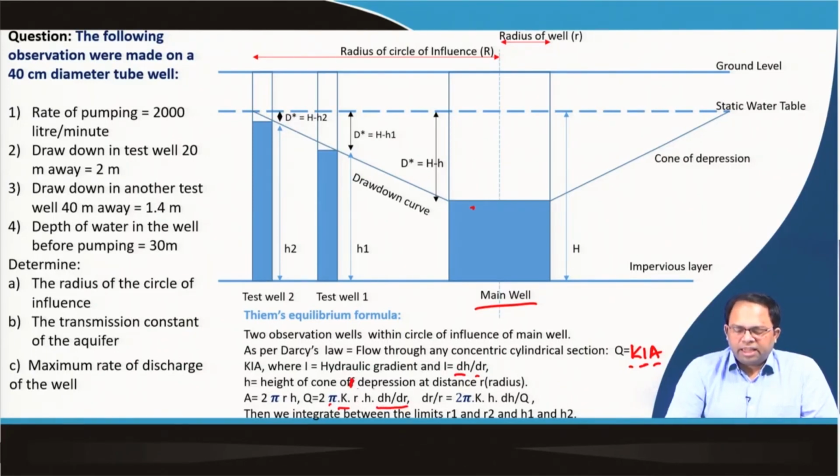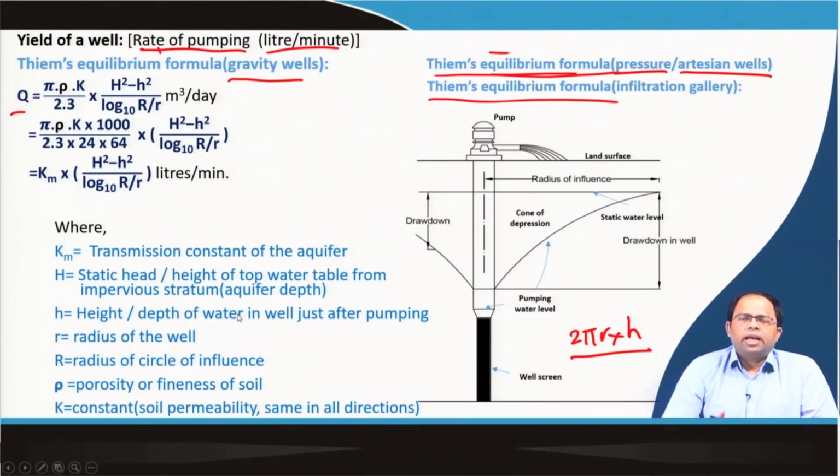We can also take this in a different form, which is dr by r is equal to 2 pi k h dH divided by Q. So we just shift Q this side, and we take dr on one side and r on the other side. If we do that, we get this. Now, if we integrate between the limits r1 and r2 and h1 and h2, where h1 and h2 are the heights of water table in these two test wells, and r1 and r2 are the radii of these two test wells, then we get a particular equation, which we can work on.